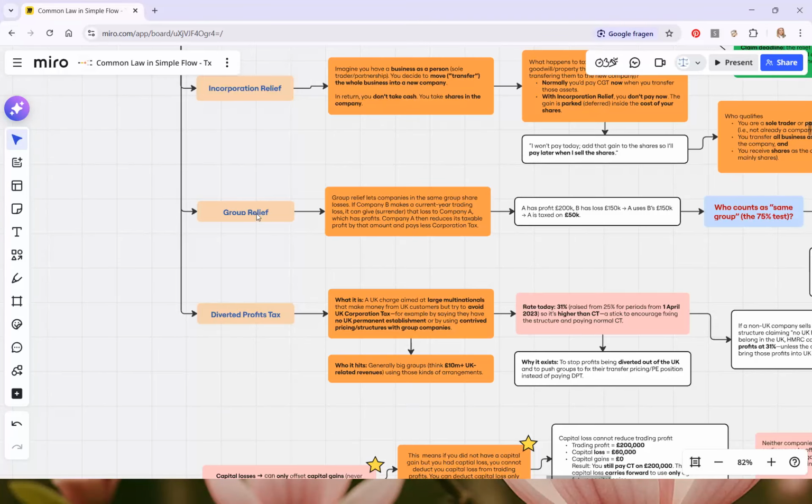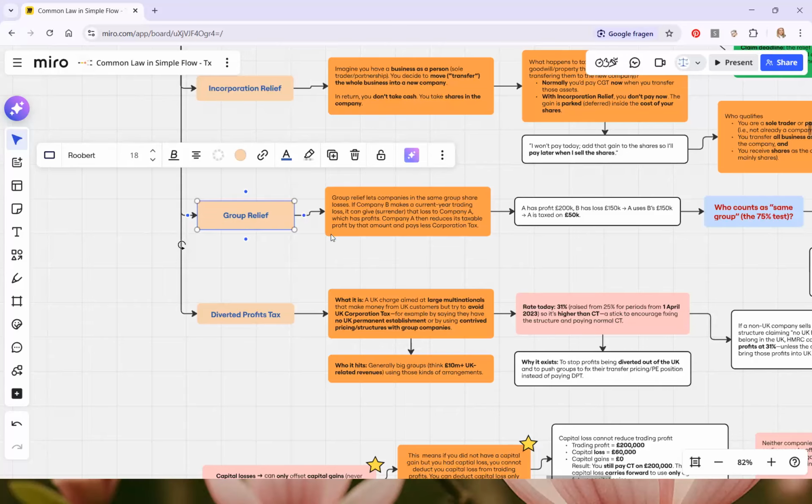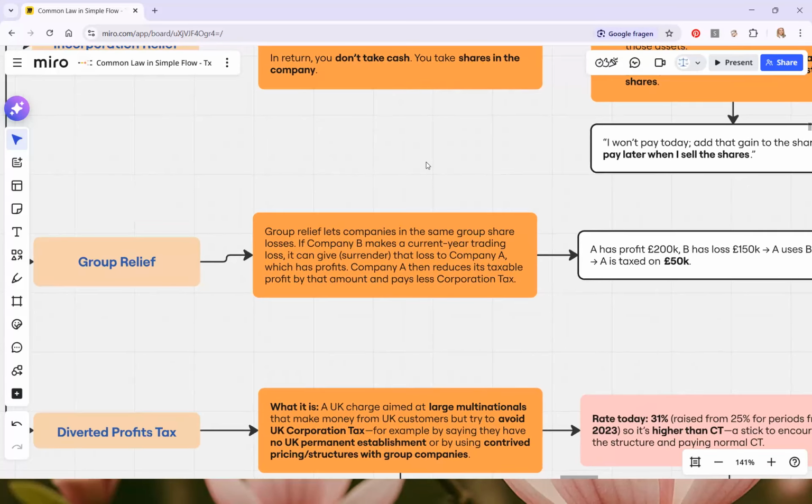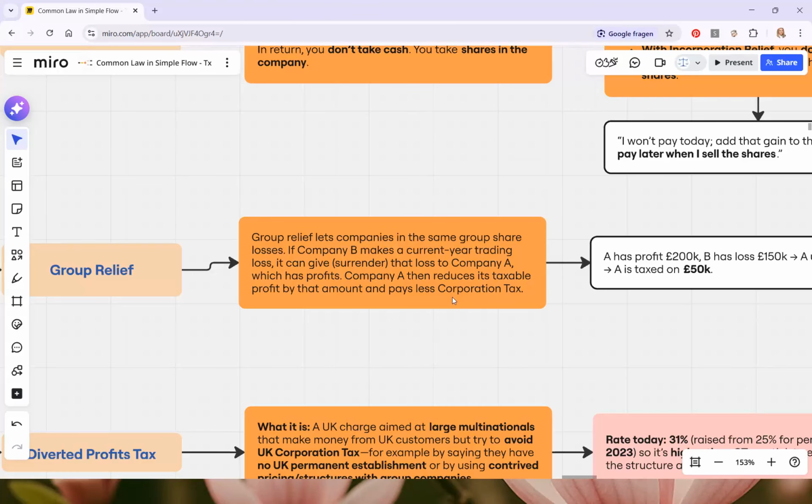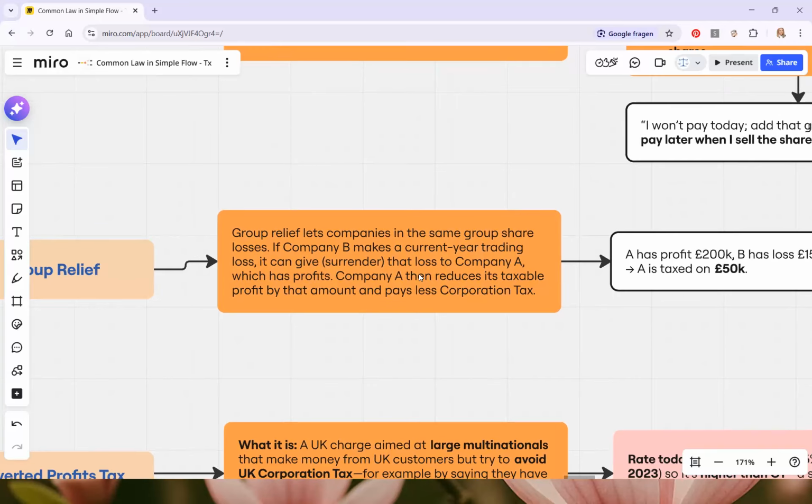Let's talk about the group relief. What is group relief? We have mentioned it sometimes at the beginning. So group relief lets companies in the same group share losses. So if company B makes a current year trading loss, it can surrender that loss to company A, which has profits. Company A then reduces its taxable profit by the amount and pays less corporation tax.